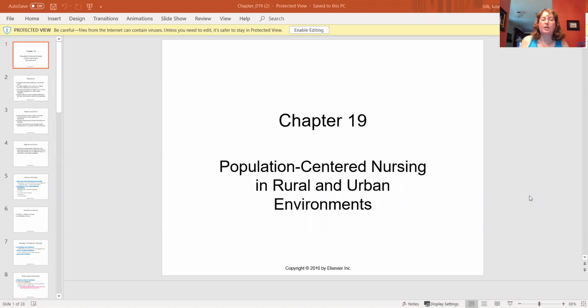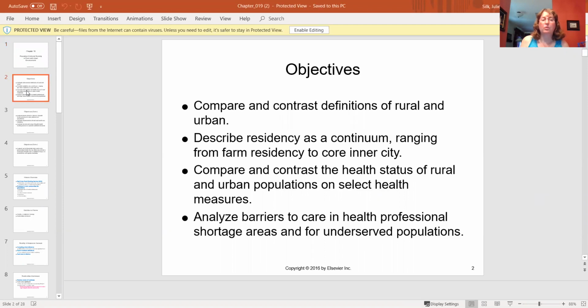Okay, so this chapter is about population-centered nursing in rural and urban environments. The things that we're going to try to accomplish in this chapter: we're going to compare and contrast definitions of rural and urban. We're going to describe residency as a continuum, ranging from farm residency to core inner city. We're going to compare and contrast the health status of rural and urban populations on select health measures. And then we're going to analyze barriers to care in health professional shortage areas and for underserved populations.